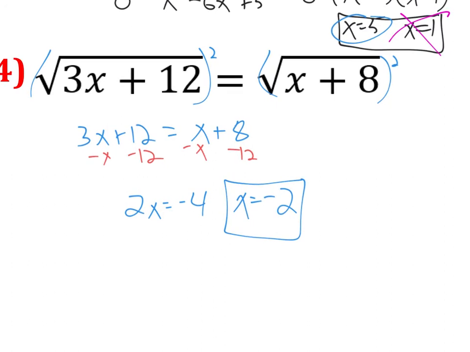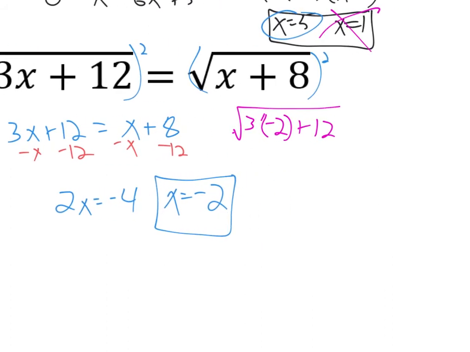Let's double check. If I plugged in negative 2 for x, I have the square root of 3 times negative 2 plus 12. Is that equal to the square root of negative 2 plus 8? Let's see. 3 times negative 2 is negative 6, plus 12 is 6. Over here on the right, yeah, that works. All right, rad 6 is equal to rad 6.